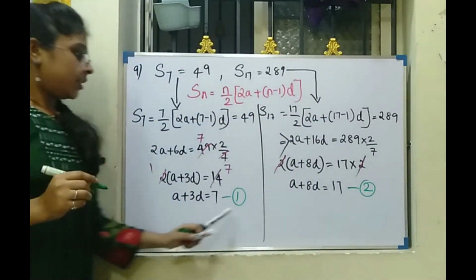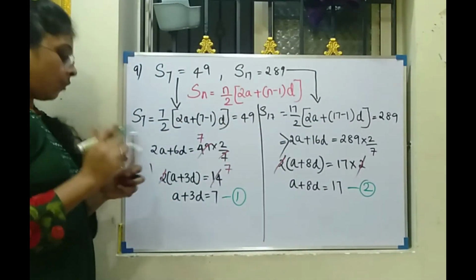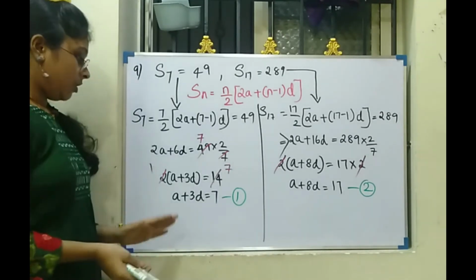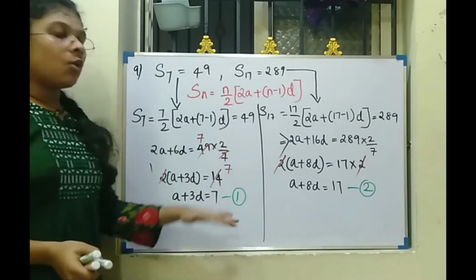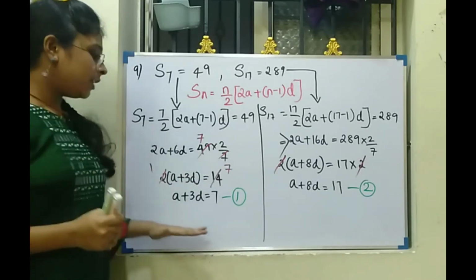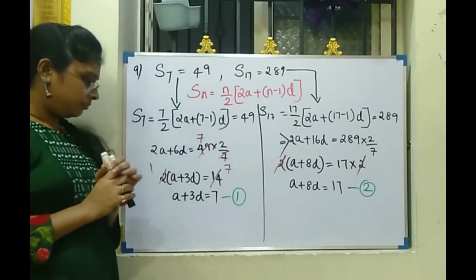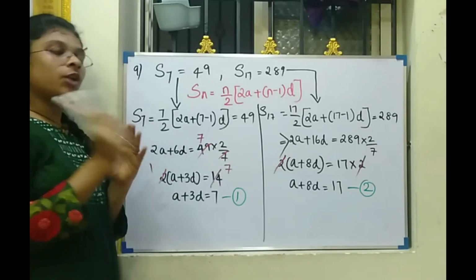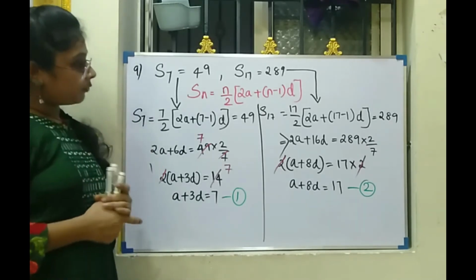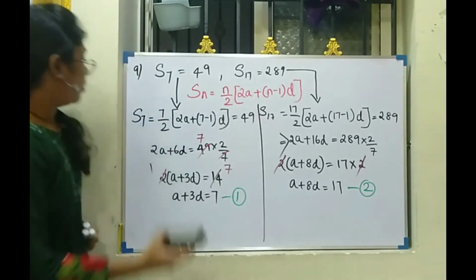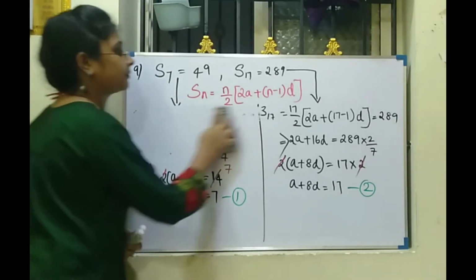Now I get equation 1 and equation 2. What is the next step? To find one of those variables. Okay. To find those variables, what do I need to do? To eliminate one of those elements to get another one. Okay. For that I need to subtract these two equations, right?